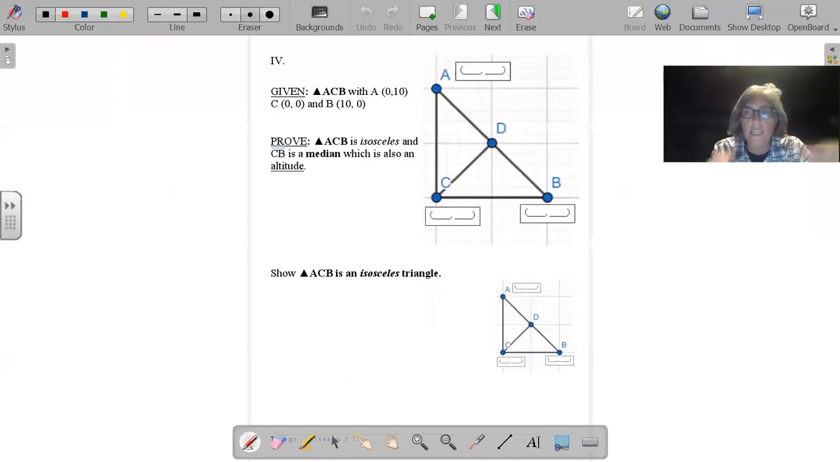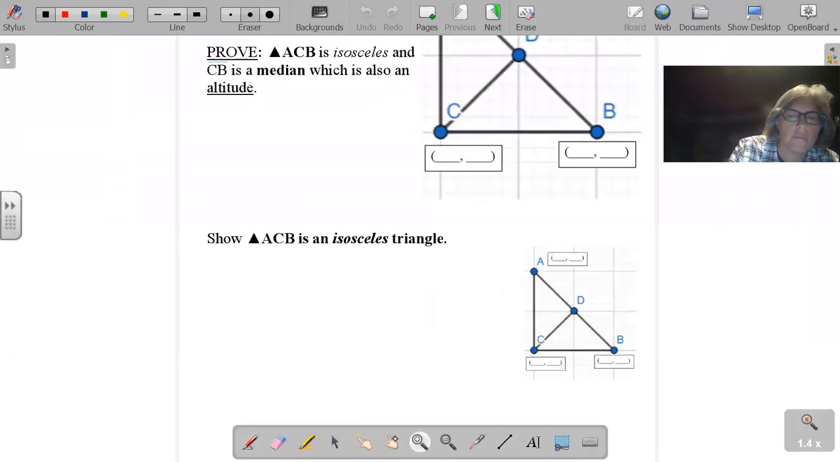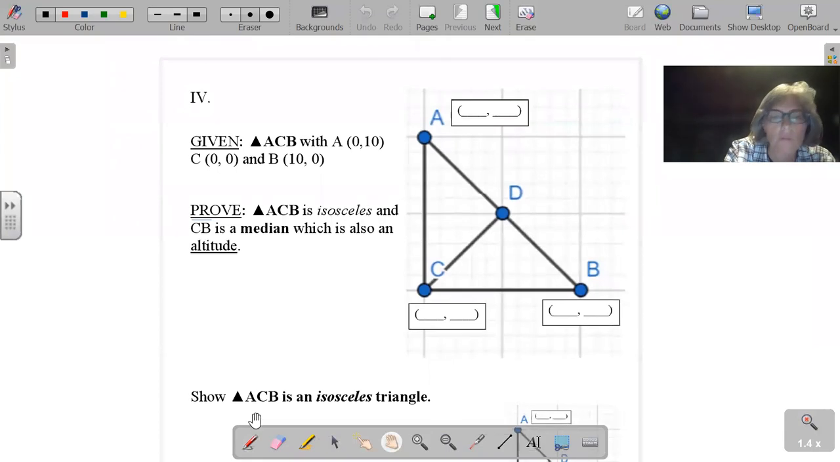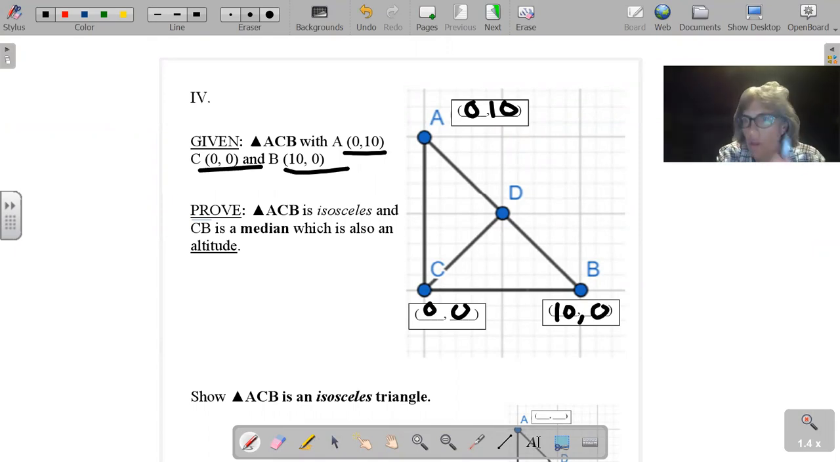All right, we're going to do this together so you can explain it to others. We have here a triangle with these coordinates: 0, 10, 0, 0, 10, 0. Always label each corner. That's all you're given. You're going to prove 3 things. You're going to prove first that this is an isosceles triangle.